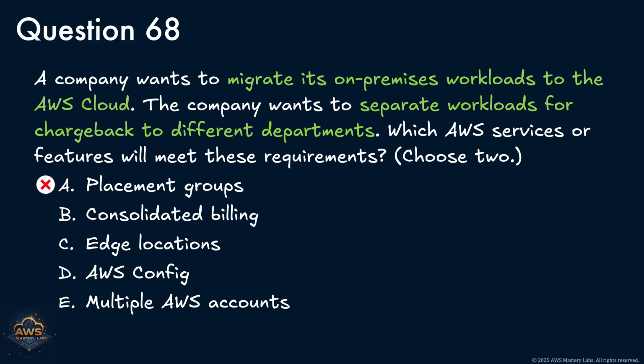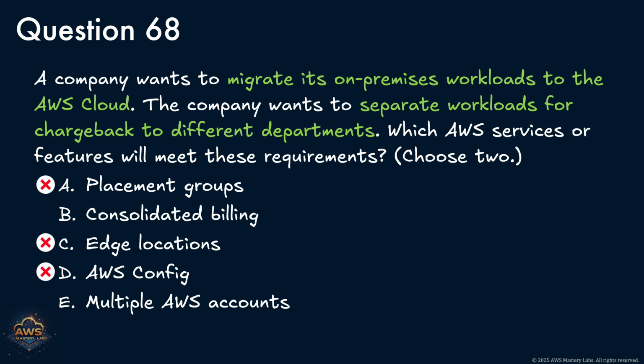Option A, placement groups. Placement groups are used to influence the placement of EC2 instances on the underlying hardware. Their primary use is to optimize for network performance or fault tolerance, not for financial separation or cost tracking. Incorrect because it is not suitable for workload separation for chargeback. Option C, edge locations. Edge locations are part of AWS's global infrastructure used for services like Amazon CloudFront to cache data closer to users. While beneficial for reducing latency, they have no role in cost separation or departmental chargeback. Incorrect because it is irrelevant to billing separation requirements.